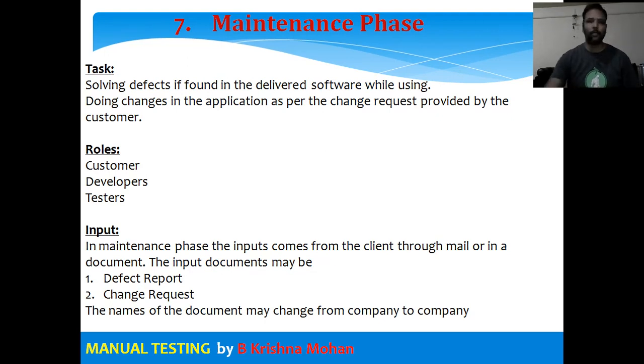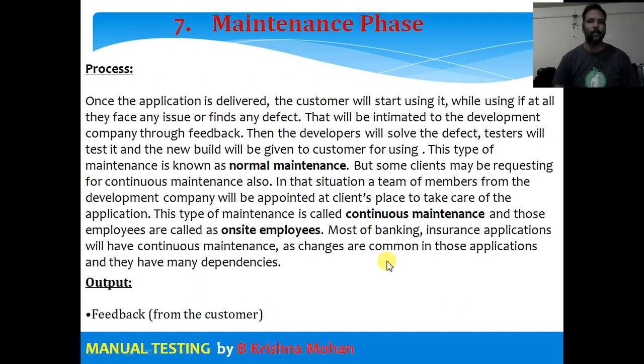Next we are going to see the process. Once the application is delivered, the customer will start using it. While using, if he faces any issue or finds any defect, that will be intimated to the development company through feedback. If any defect comes, he will intimate it through feedback. Then the developers will resolve the defect, testers will test it, and a new build will be given to the customer for using.